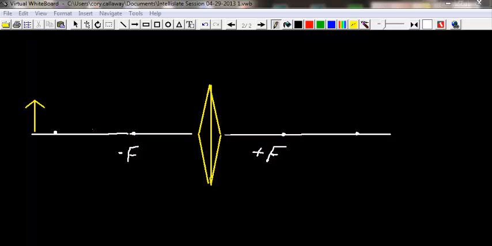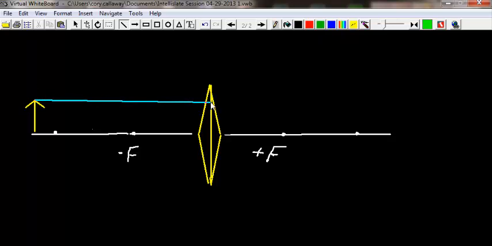Okay, so this is a converging lens diagram. What we're going to do is we have an object over here, and that object has a distance known as P from here to the center of the lens. Okay, we're going to draw our first line. I'll just go ahead and use green, that would be great.